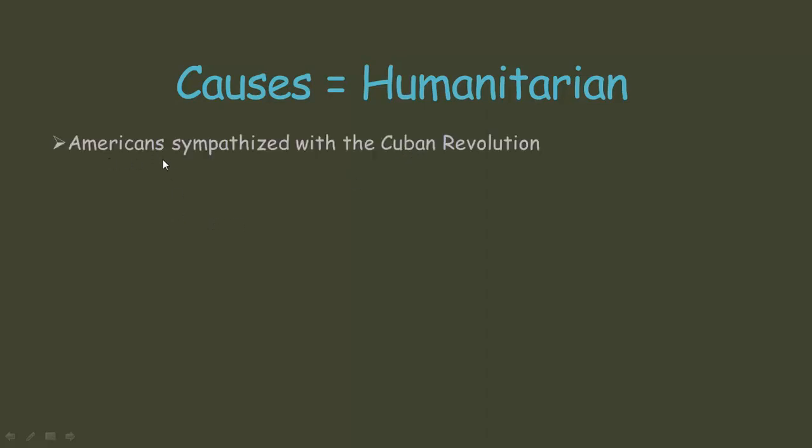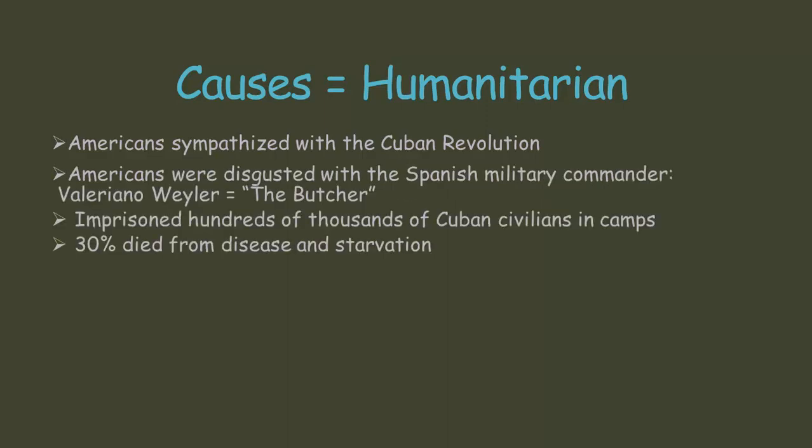So number one, we really sympathized with the Cubans because they were fighting against an imperial power and they wanted to gain their independence. Pretty much the same thing the Americans did. Well, we were actually disgusted with the Spanish military commander, the dictator down there, Valeriano Weyler, and his nickname was the Butcher. What did he do? He imprisoned hundreds of thousands of Cuban civilians in what were called reconcentration camps. 30% of them will actually die from disease or starvation.